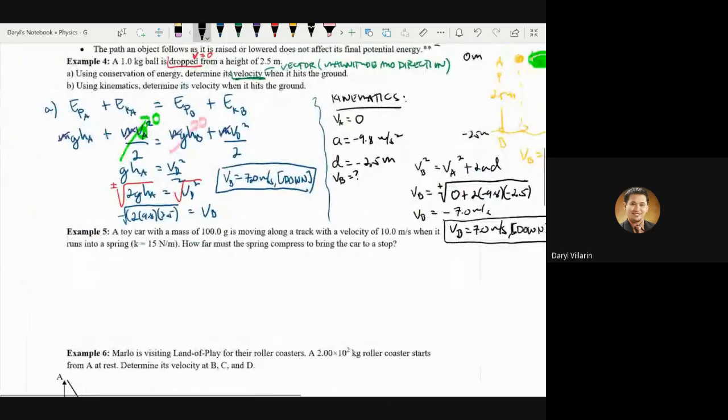So again, the energy equation just gives you another way of solving things. Just like what I mentioned about work, the work-energy theorem, you use dynamics there, related to dynamics and related to kinematics. So yeah, if you can see, you have the same answer. Okay.